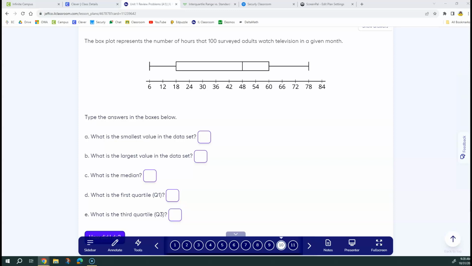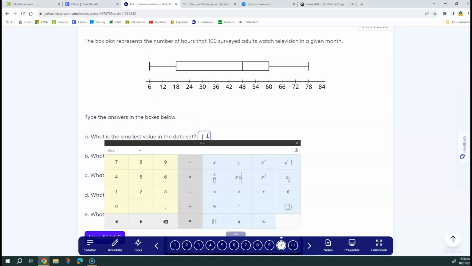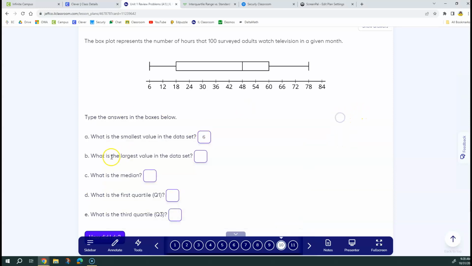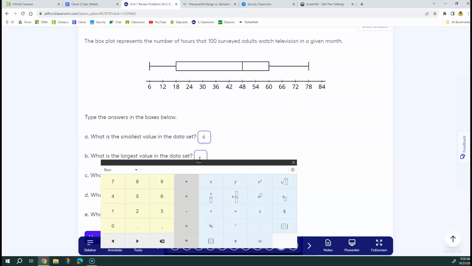So it's asking some questions and for some numbers here. Okay. So the first one, what is the smallest value in the data set? Well, we have that number from the box plot. It's the very end piece right here, and this falls at 6. So the smallest value is 6. And then what is the largest value in the data set? Well, we go to the other end of it, and here is the end right there, and that number falls at 78.